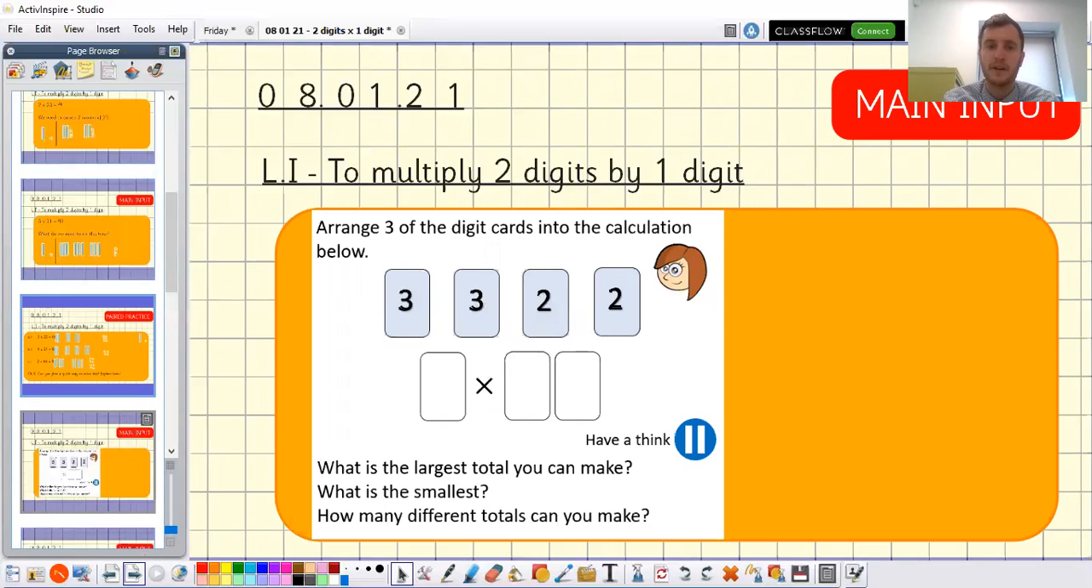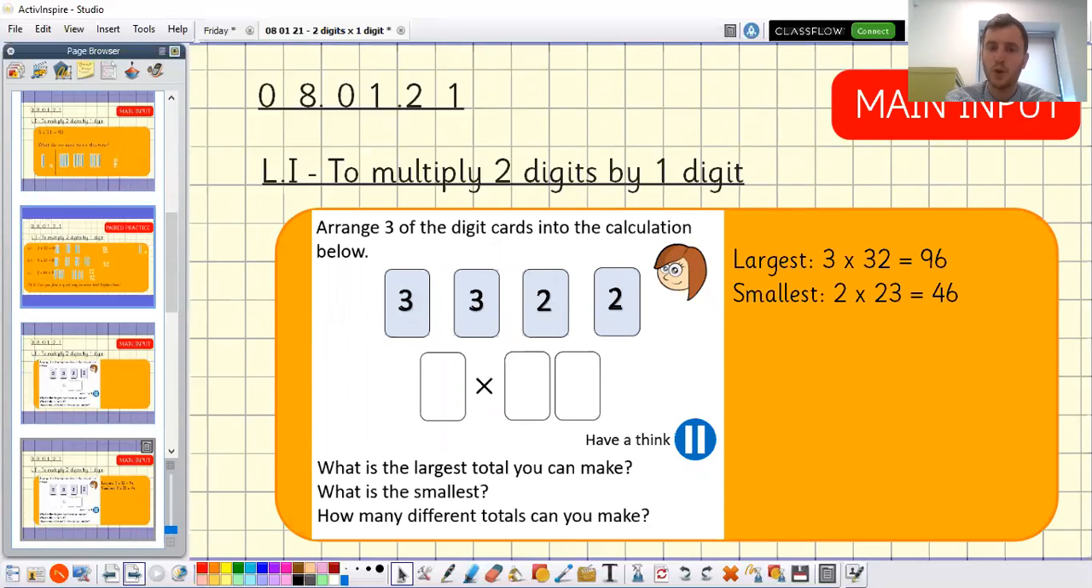So let's look at that one together. Now, I'm not going to go through all of the different totals you can make because that could take quite a while, but perhaps you can send those in to me. But I have shown you the largest total you can make and the smallest total you can make. So the largest total is a 3 in this one and timesing by 32. So we need another 3 in the tens digit and a 2 in the ones digit. We're not allowed to use those cards twice, which is why I haven't just put 3s in all of them.